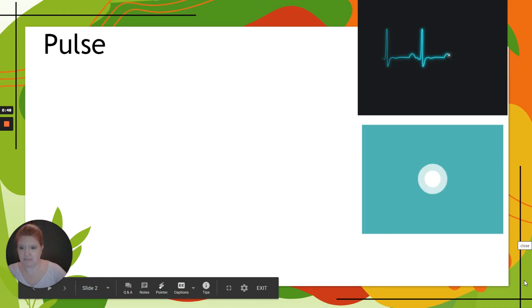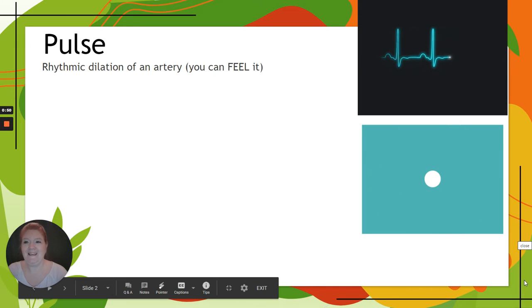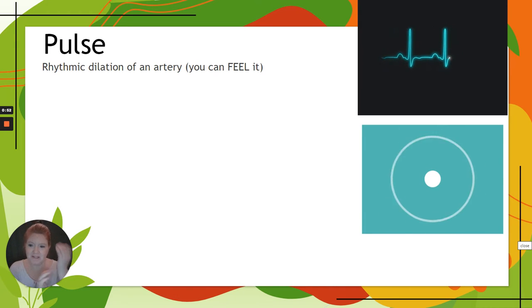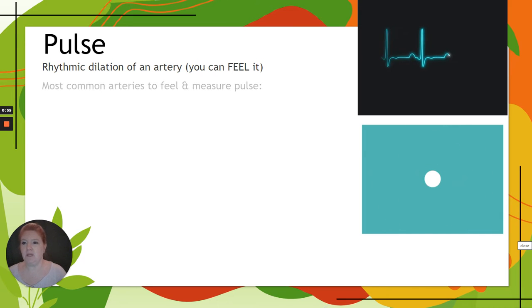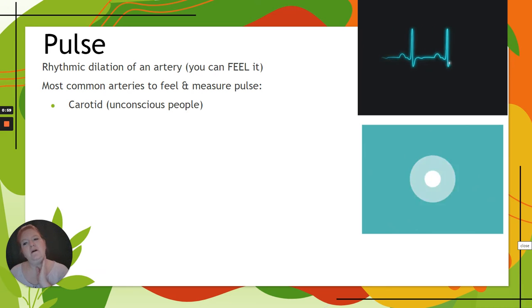Okay, our first topic is pulse. What is pulse? It's a rhythmic dilation of an artery, so you can feel it. Okay, there are lots of locations that you can feel it. So where are the most common ones? So in an unconscious person, you might use the carotid artery. Okay, that runs up the neck.